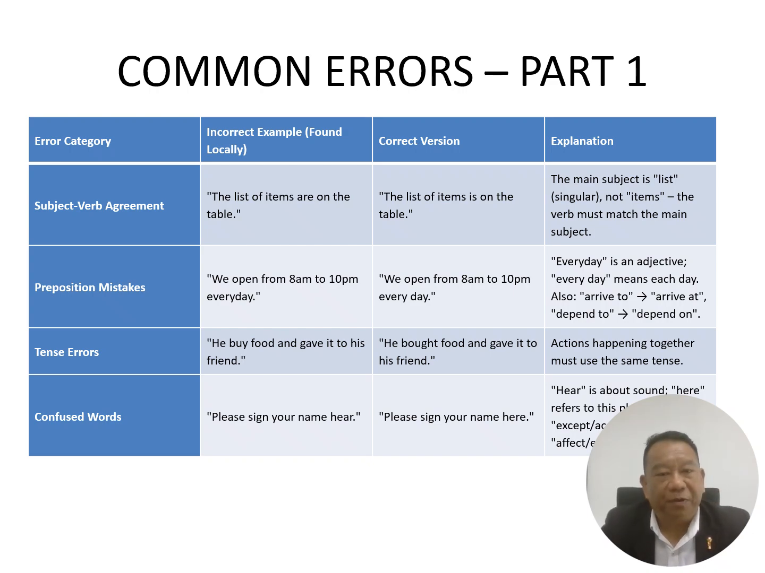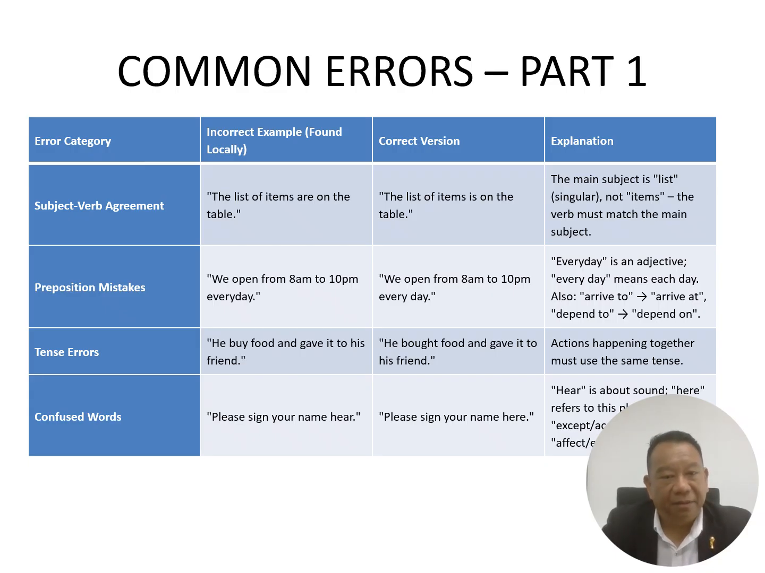Number 2 is preposition mistake. "We open from 8 a.m. to 10 p.m. every day." The correct version is "We open from 8 a.m. to 10 p.m. every day." So every day is an adjective. Every day means each day. So, arrive to or arrive at, and depends to or depends on, right?